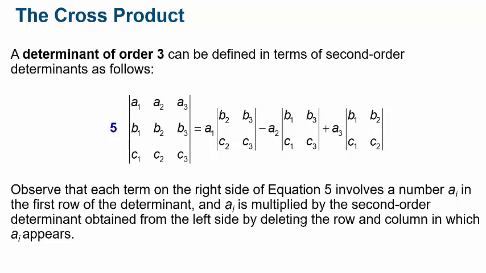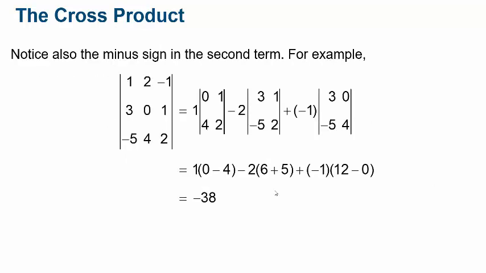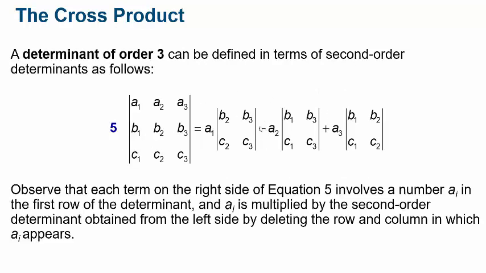All right, so observe that each term on the right-hand side of equation 5 involves a number Ai, A1, A2, A3, in the first row of the determinant. And Ai is multiplied by the second order determinant right here, obtained from the left-hand side by deleting the row and column in which Ai appears, which is what I just walked you through. Also notice, just really important, that the middle term is subtraction and the third term is addition.